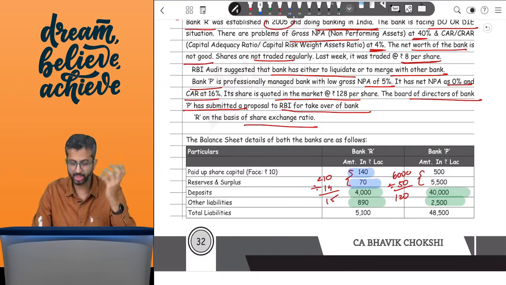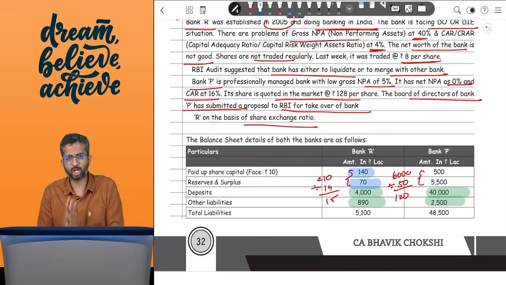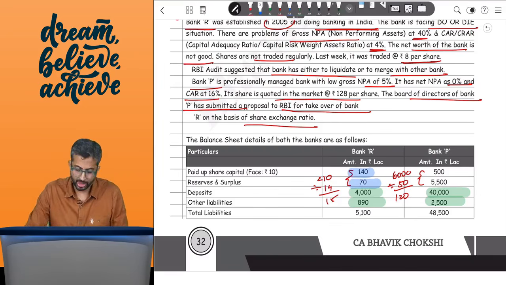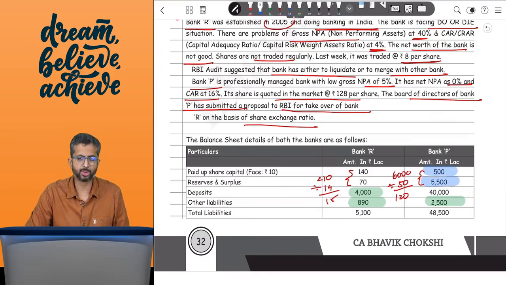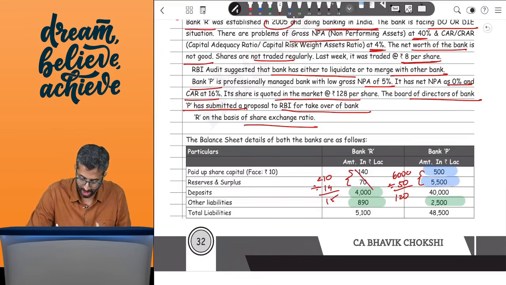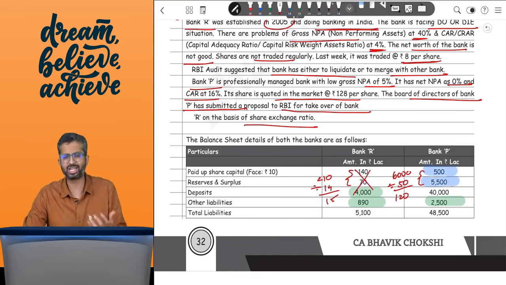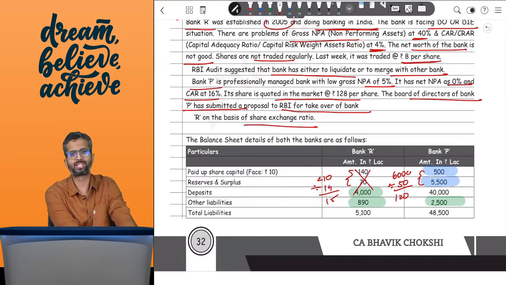Will you total up the reserves? Well, no. You will take the reserves of the acquirer only. You will take the share capital and reserves of the acquirer only. The target's share capital and reserves will not be taken over. Instead, you will have new shares as well as premium.